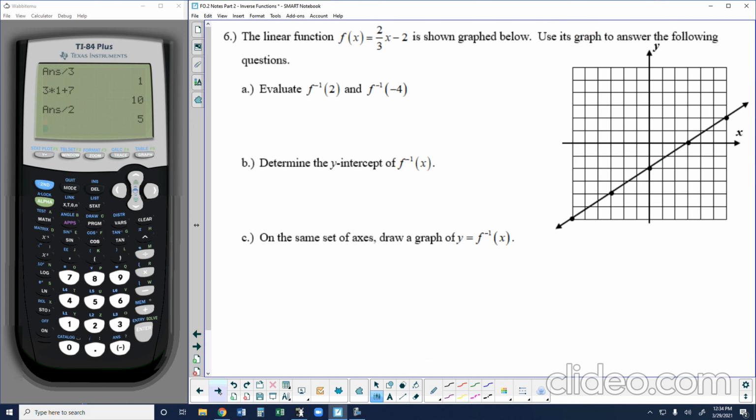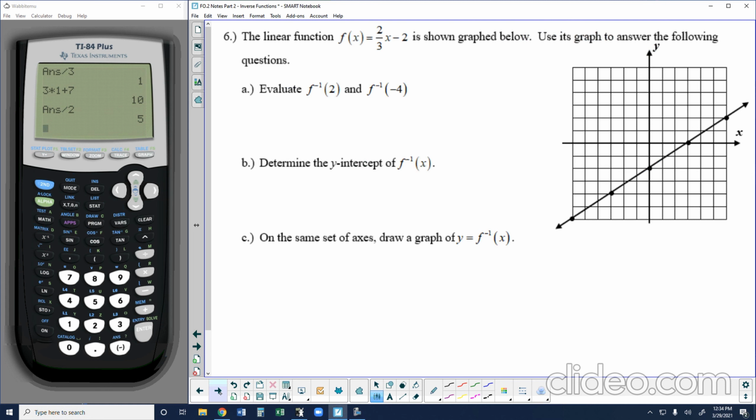Now let's take a look at 6, and let's go ahead and take a look at some graphing of inverse functions. So it says the linear function f of x equals 2/3 x minus 2, and it's shown here in the graph. Use its graph to answer each of the following questions.